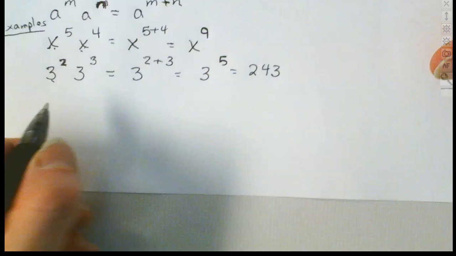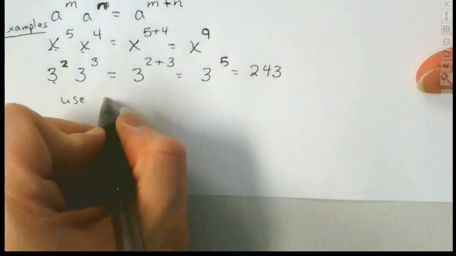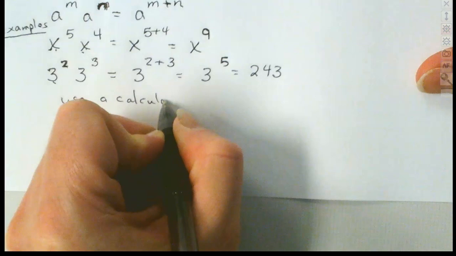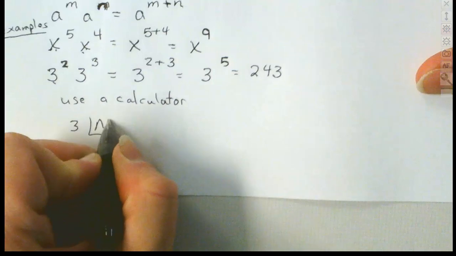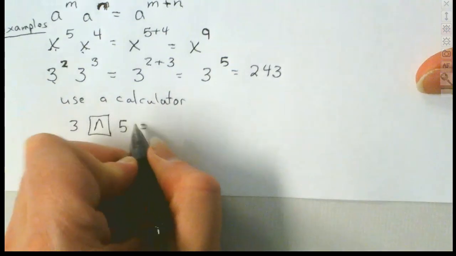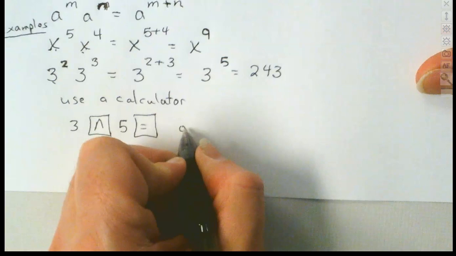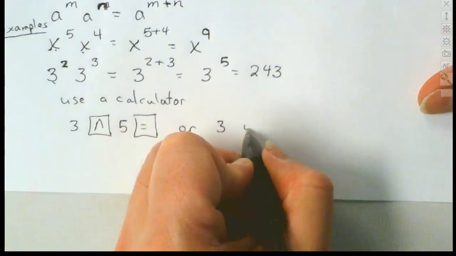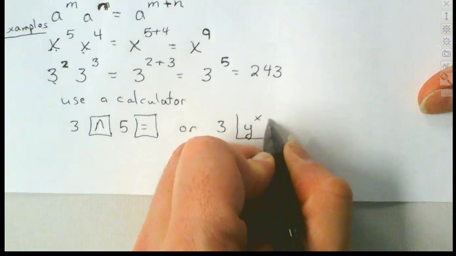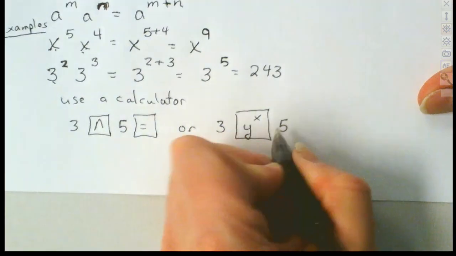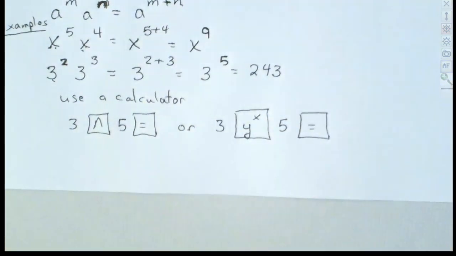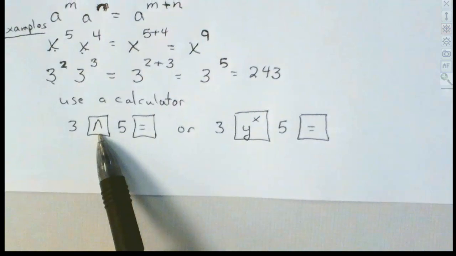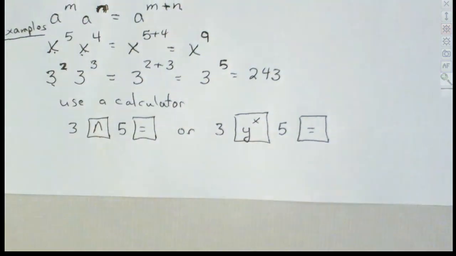So how you would use a calculator is you'd either type 3 caret 5 and the equal key, or you would type 3 YX 5 and the equal key. So it just depends upon which type of calculator that you have. You'll either have a caret key like this, or you'll have a YX key, or an XY key. But that's how you type them into the calculator.